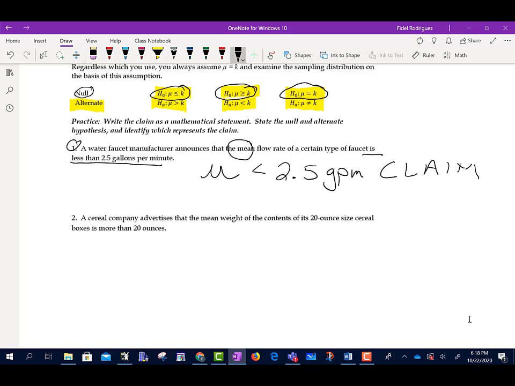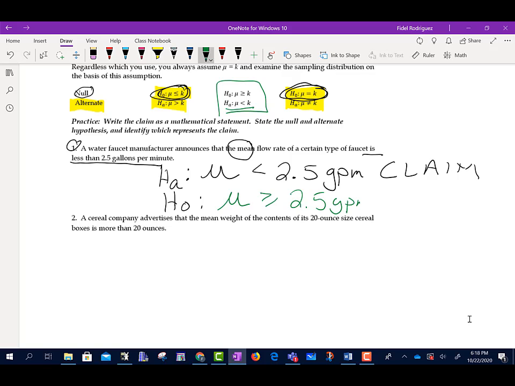Then this is going to be my HA, okay? This is going to be my alternate because the null hypothesis has to have some kind of an equal in there. If you notice these here at the top, they all have some kind of an equal. So I want you to look at, say, this second one right here in the middle. Let me box it in green. So if my alternate is saying that it's less than, then my null hypothesis is going to say, well, it's bigger than or equal to 2.5 gallons per minute, okay?